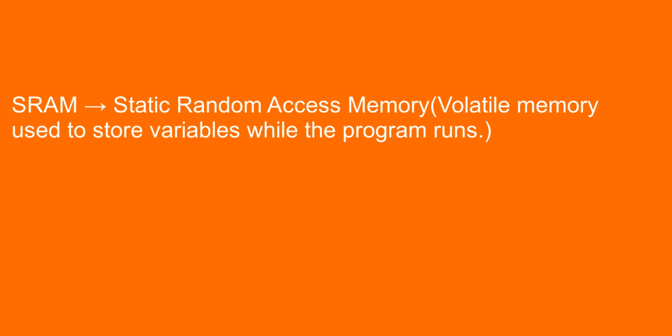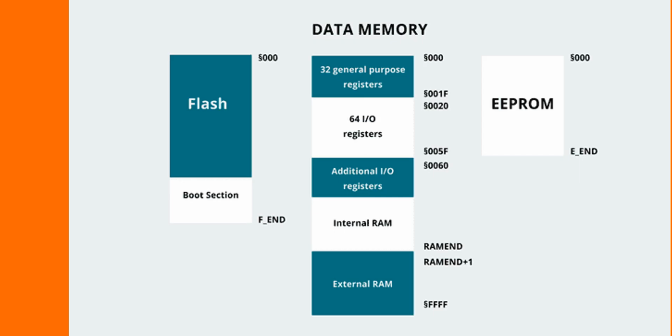SRAM is static random access memory. This memory is volatile memory used to store variables while the program runs. EEPROM, in full words, is electrically erasable programmable read-only memory. This one is non-volatile memory used to store data that must be retained after power is removed.